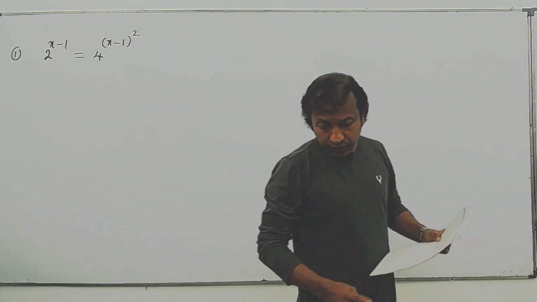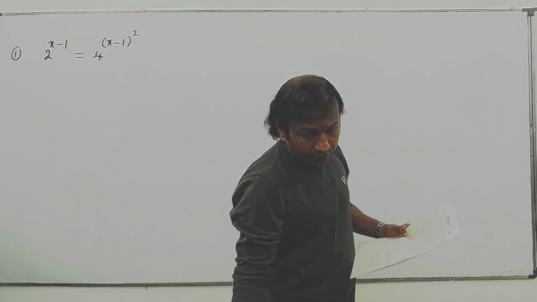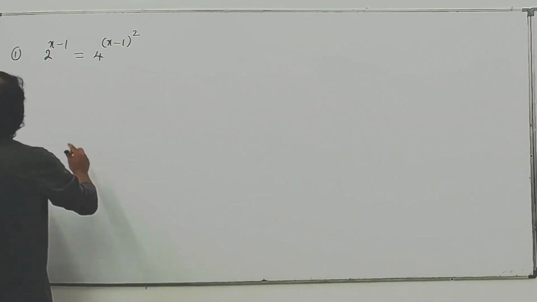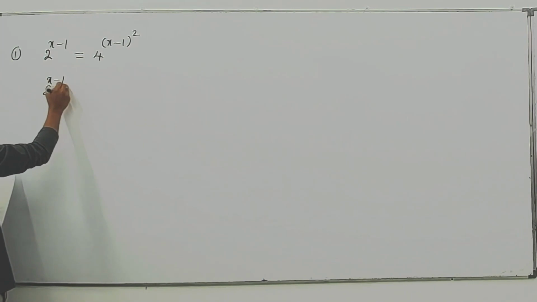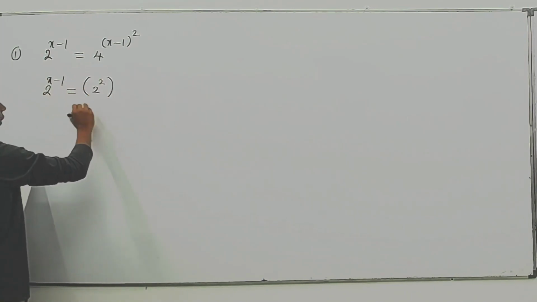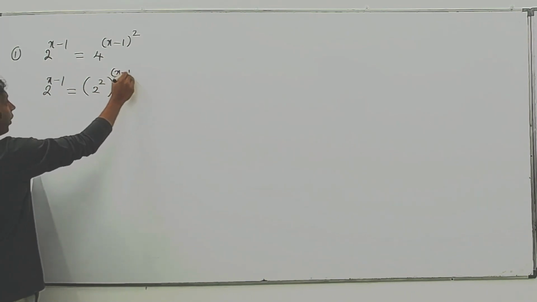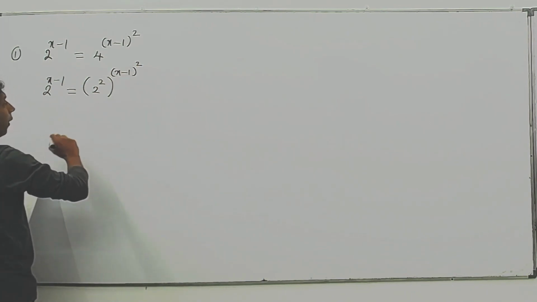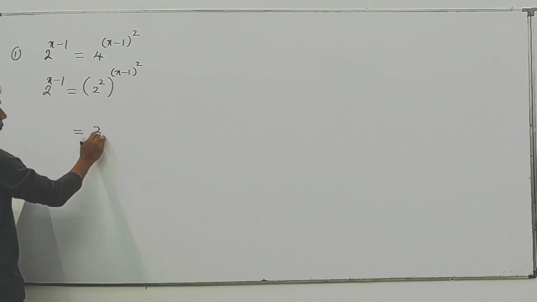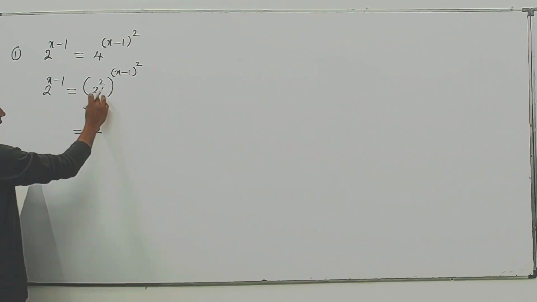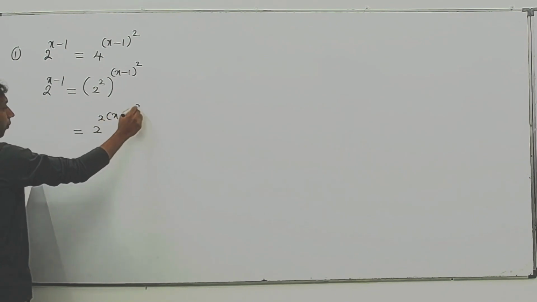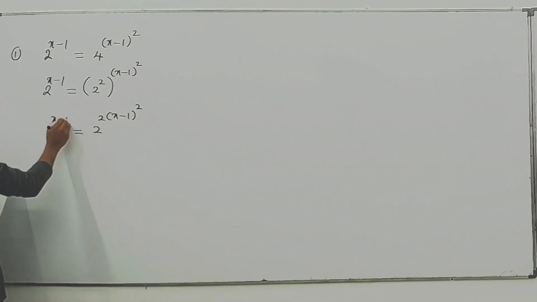Now, here we have to use simple algebra to get the answer. 2 to the power x minus 1. This 4 we will write as 2 to the power 2, and then to the power (x minus 1) squared. Multiply the inner power and the outer power to simplify the right hand side. Then we get 2 to the power 2 times (x minus 1) squared, and here 2 to the power x minus 1.